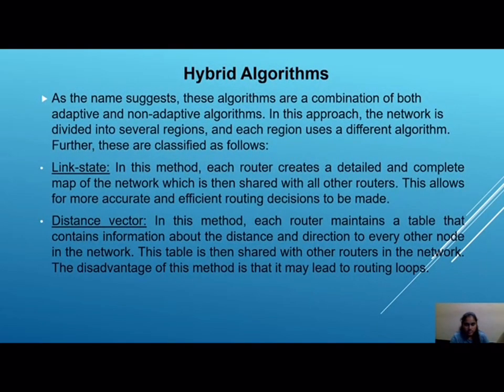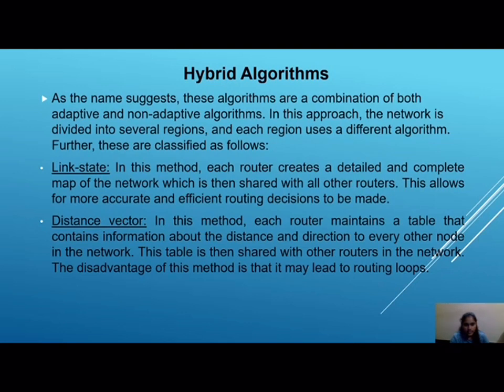Hybrid algorithms. As the name suggests, these algorithms are a combination of both adaptive and non-adaptive algorithms. In this approach, the network is divided into several regions, and each region uses a different algorithm. Further, these are classified as follows: link state and distance vector. Link state. In this method, each router creates a detailed and complete map of the network, which is then shared with all other routers. This allows for more accurate and efficient routing decisions to be made.